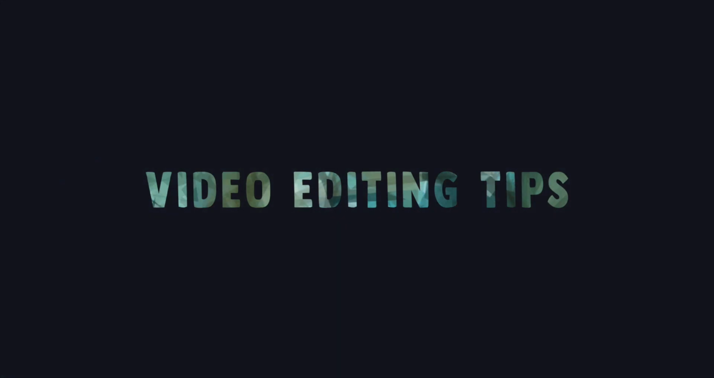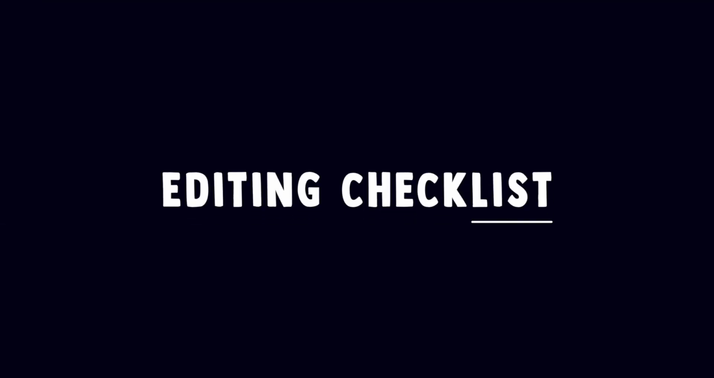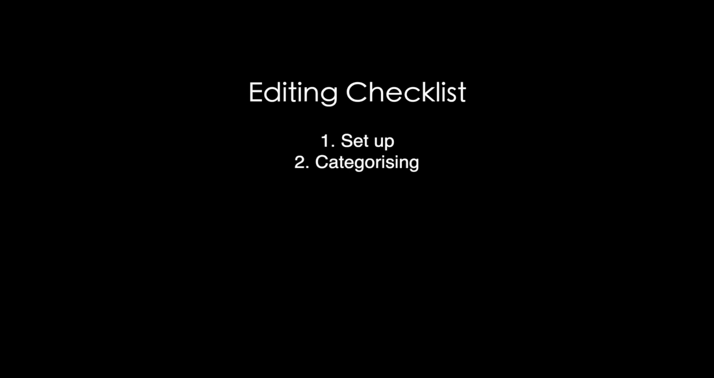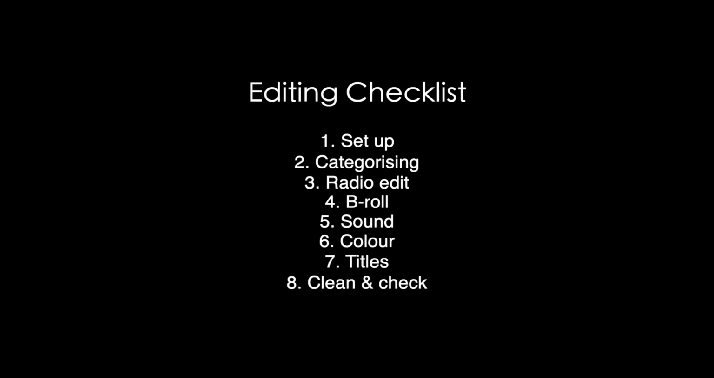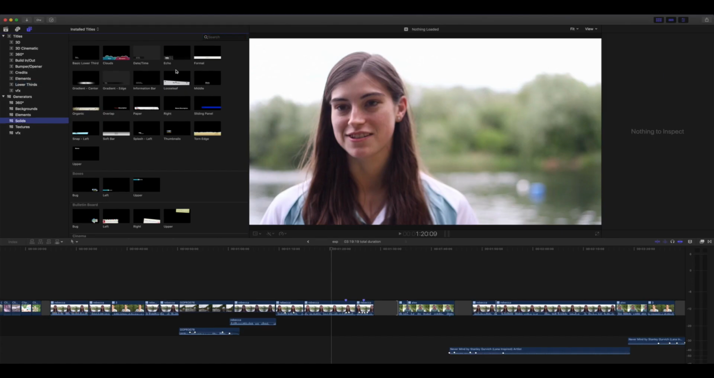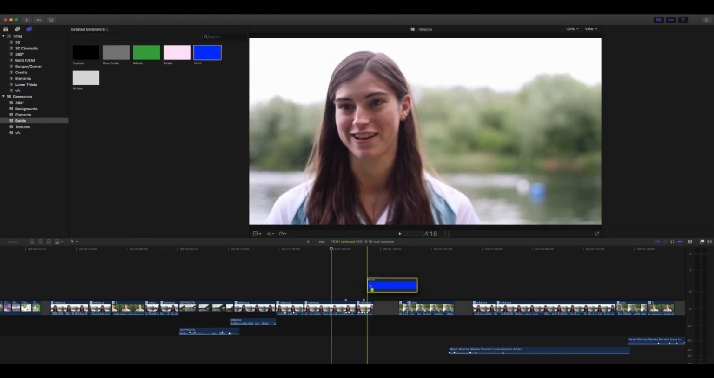So, there's a few tricks and tips you can use to save yourself loads of time when you're editing your projects. The one that I'm going to teach you now is a solid editing checklist to follow. Setup, categorizing, radio edit, B-roll, sound, color, titles, cleaning your edit and watching it back, exporting it, and watching it again. If you stick to this checklist, your editing process will be very streamlined and you will save loads of time.